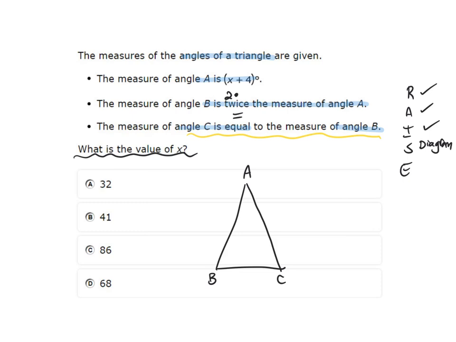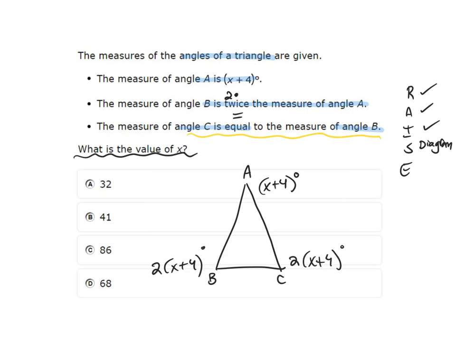So let's just start at the top. A is equal to x plus 4 degrees. And then B is twice that. So I'm going to do 2 times x plus 4. And then C is equal to B. So I'm going to do 2 times x plus 4 for C as well. Great. So what's the value of x?